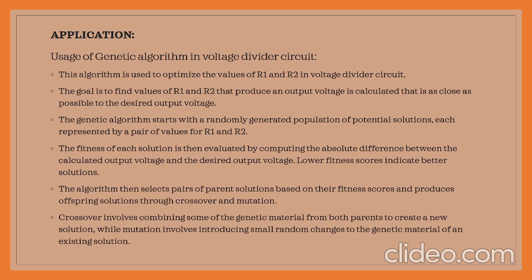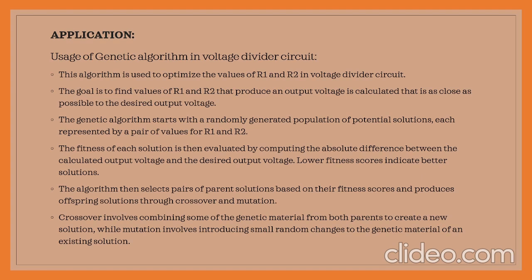The genetic algorithm starts with a randomly generated population with potential solutions, each represented by a pair of values for R1 and R2. The fitness of each solution is evaluated by computing the absolute difference between the calculated output voltage and desired output voltage. Lower fitness scores indicate better solutions.